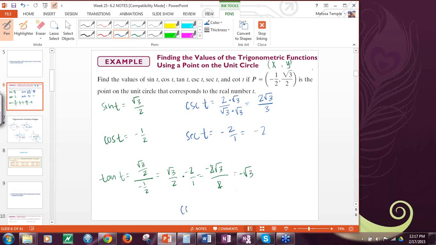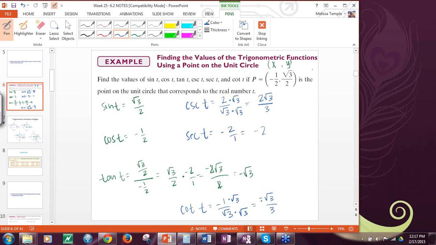I'm going to come down here. Cotangent of t is just the reciprocal of my tangent. So tangent of t was negative square root of 3, so the reciprocal is -1 over the square root of 3. And now we have that same issue. I have a square root in the denominator. I need to rationalize my denominator. Multiply the top and the bottom by the square root of 3 and simplify. -1 times the square root of 3 is negative square root of 3. Square root of 3 times square root of 3 is 3. So my cotangent of t is negative square root of 3 over 3.